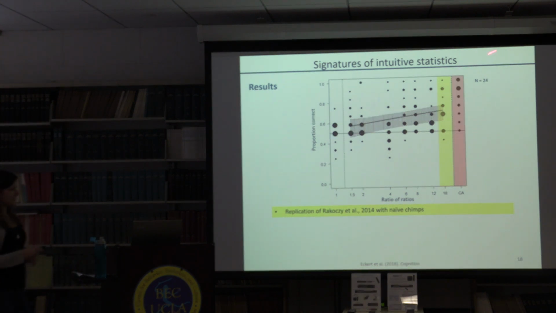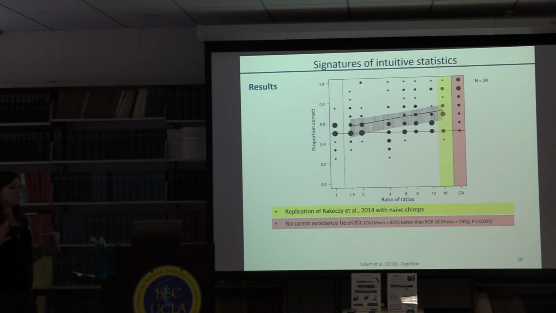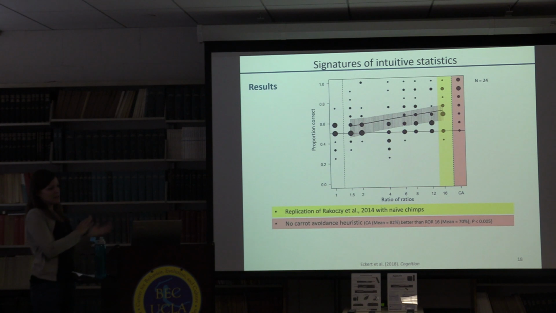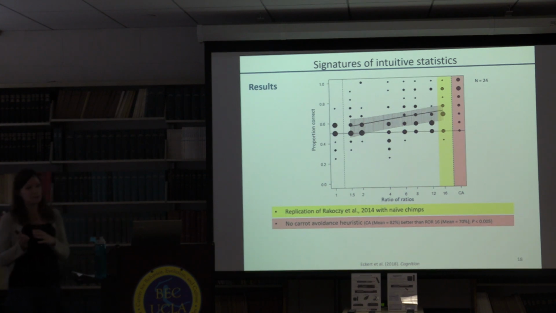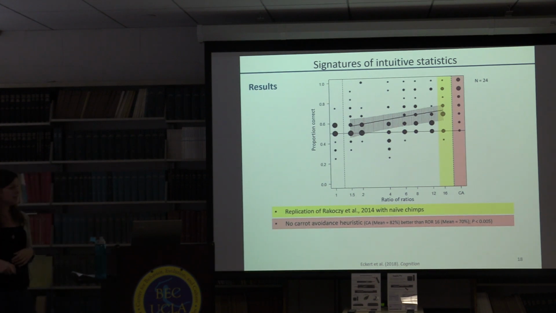Next, you can have a look at this here. This is the carrot avoidance control, where the more favorable population contained 4 times as many carrot pieces as the other one, while the ratio of ratio was still 16. And you can see that here the chimps performed even significantly better than in the ratio of ratio 16 condition, which shows that in this study they did not seem to use such an avoidance heuristic.